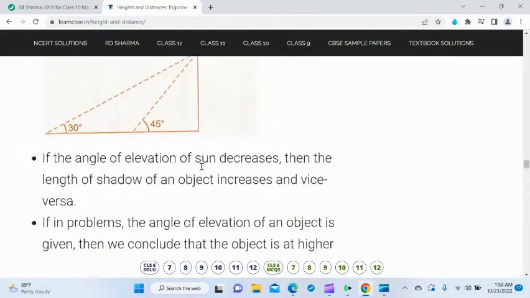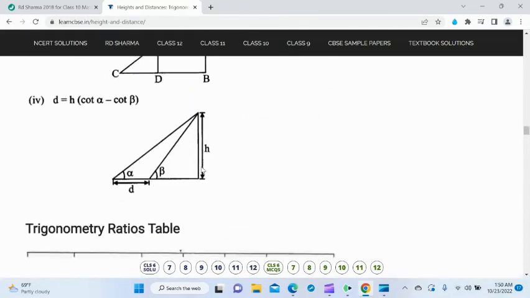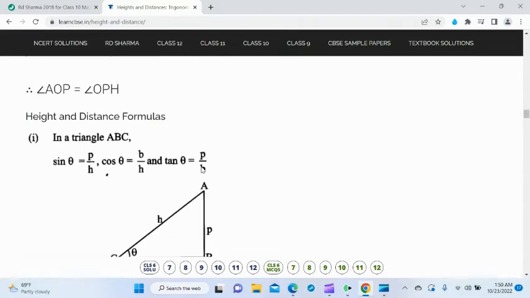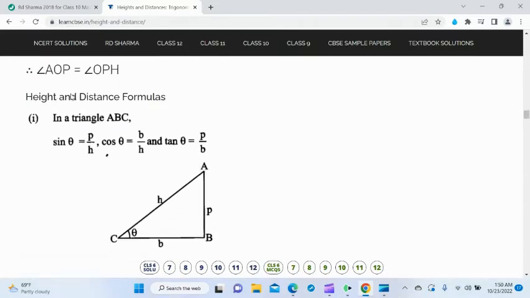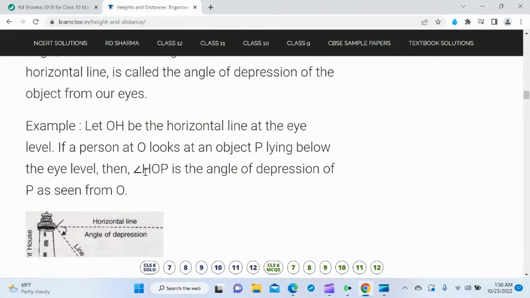Basically, tan theta, sin theta, cos theta. There was a formula I have already explained to you. So these formulas we'll have to remember for solving all the problems. Like what will be sin theta: p by h, cos theta: b by h, tan theta: p by b. Okay, and this we'll have to remember.